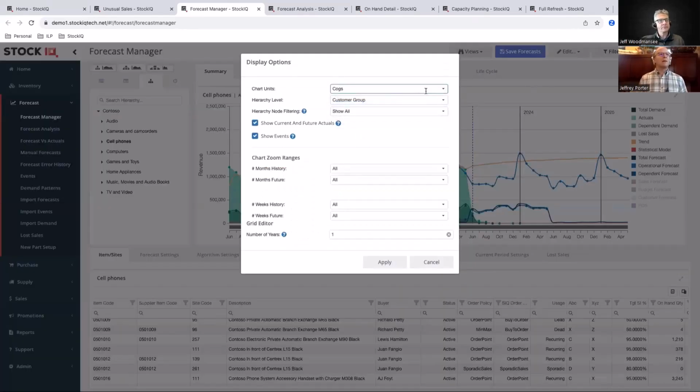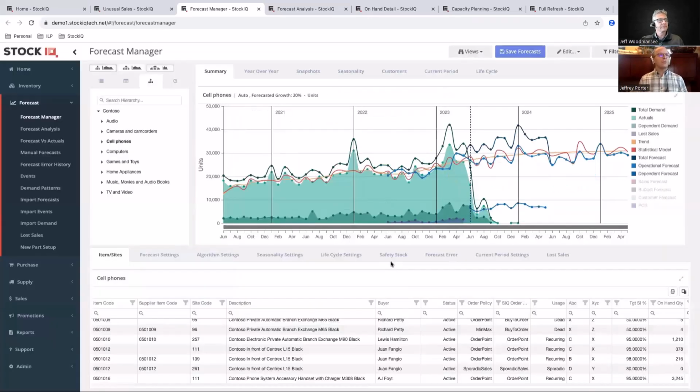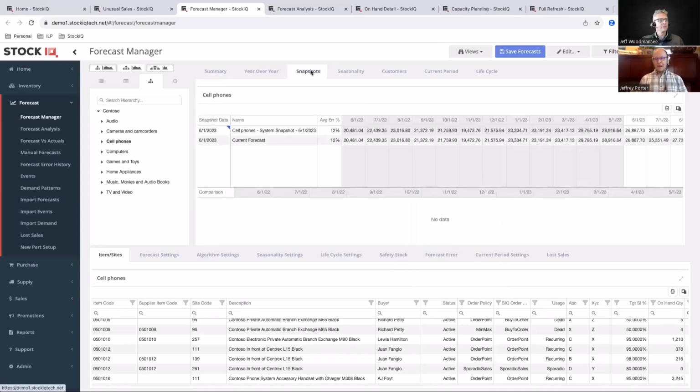But let's go back into the units, and I wanted to show you what this looked like. One of the things that we can do to begin analyzing how we performed at one of these groups is with snapshots. Snapshots is essentially at the beginning of every month, or anytime we make a change at this level, we're going to record a snapshot.